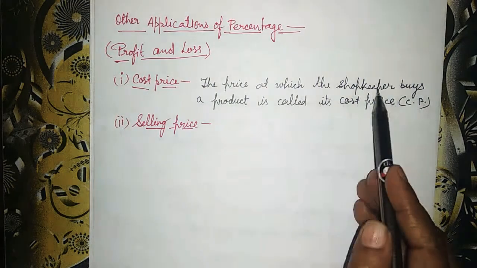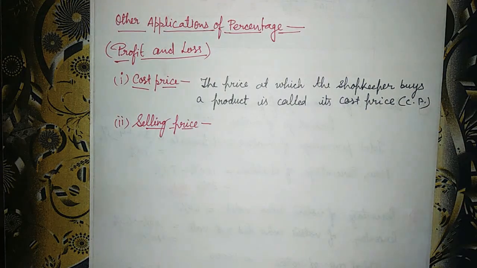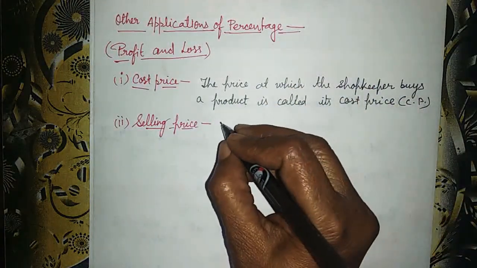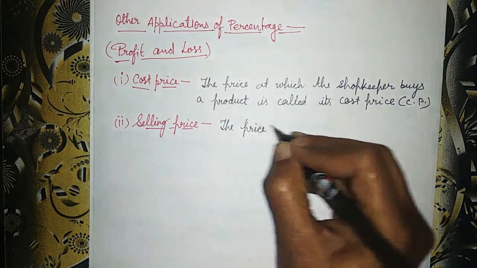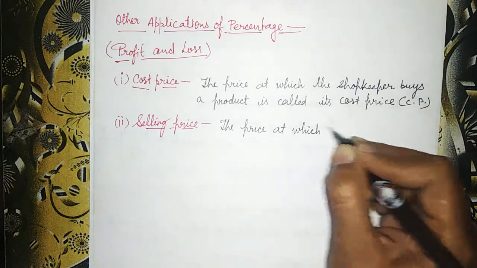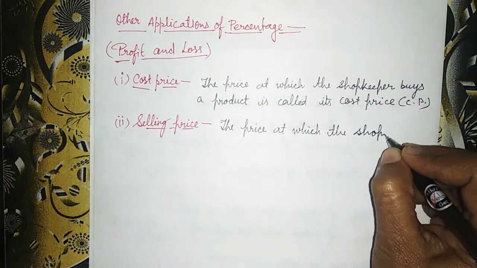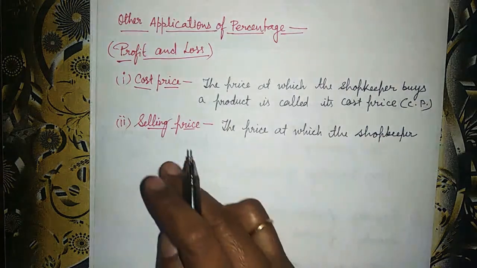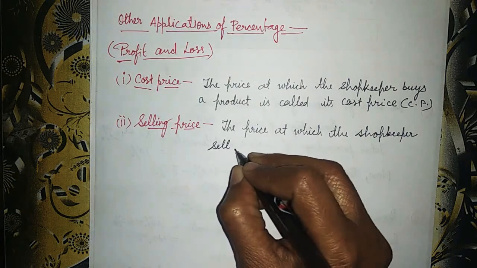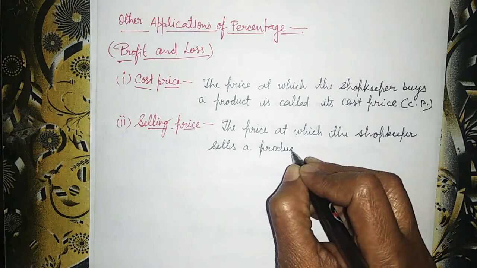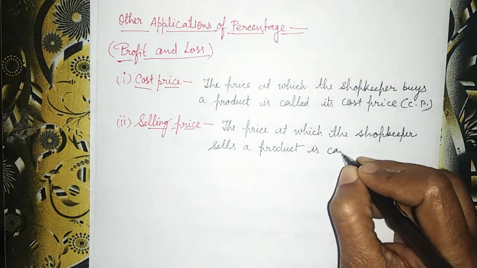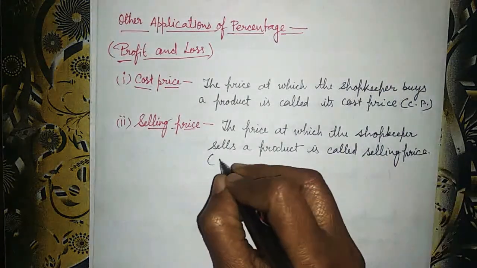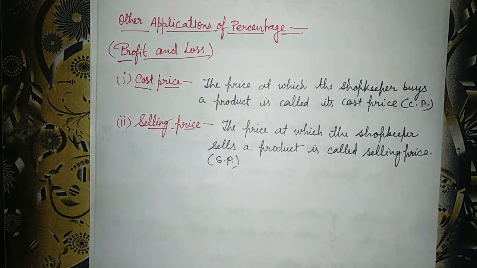What is cost price? The price at which the shopkeeper buys a product is called its cost price, and selling price, the price at which the shopkeeper sells a product is called selling price. And in short we show it as SP.